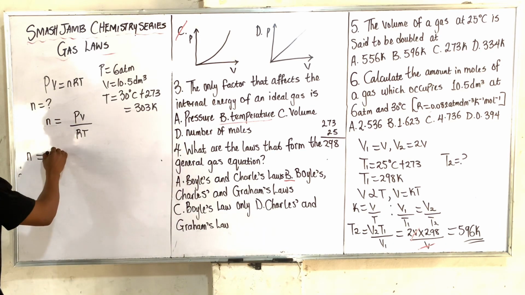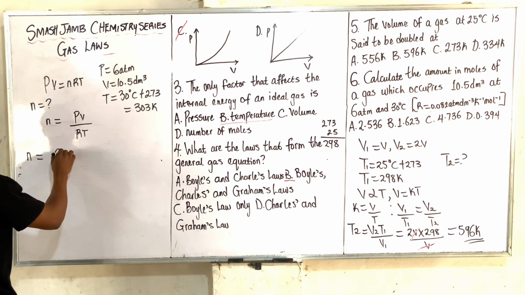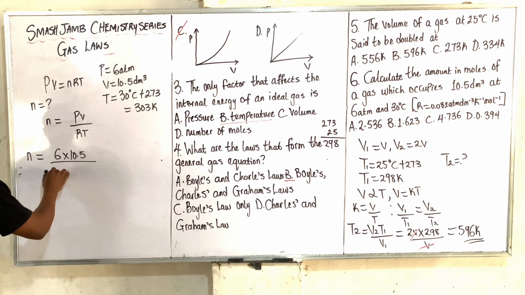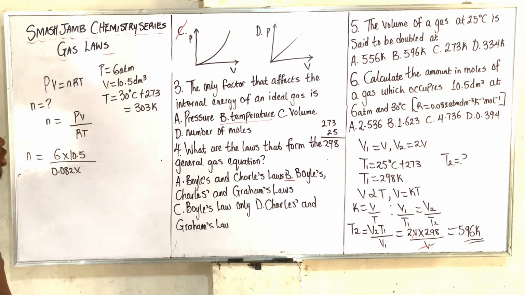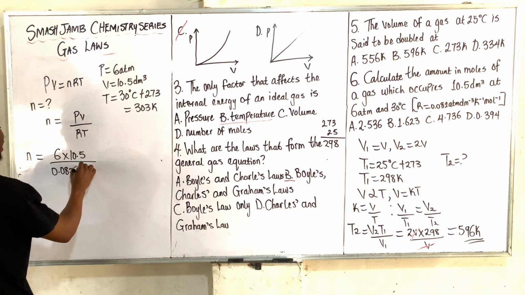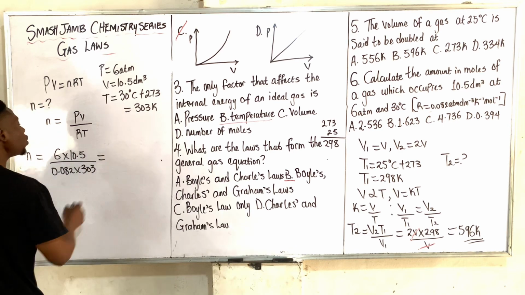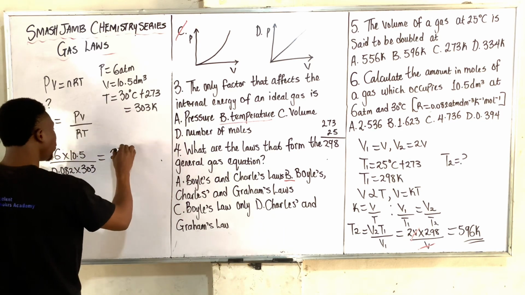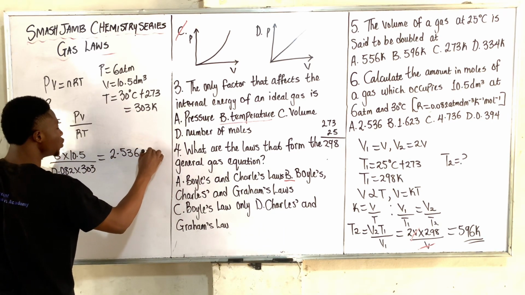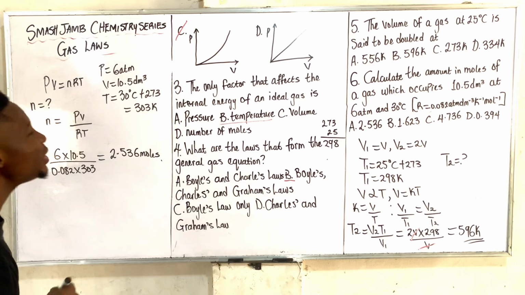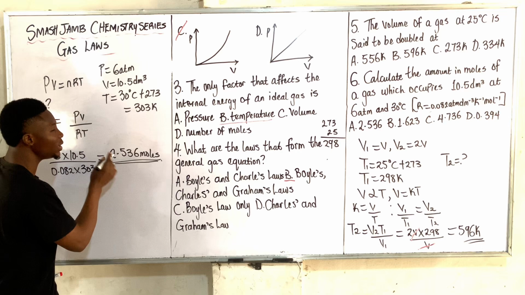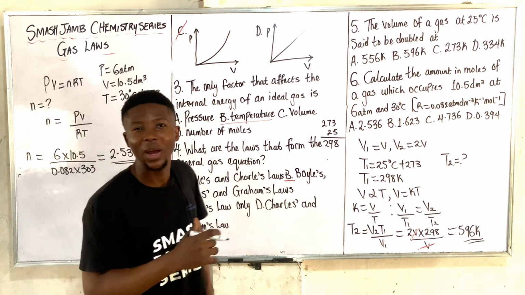So n is simply going to be 6 times the volume, 10.5, over 0.082 multiplied by the temperature, 303. Now this is going to give us an answer of 2.536 moles. So the amount in moles of this gas is 2.536 moles. That's going to be our answer.